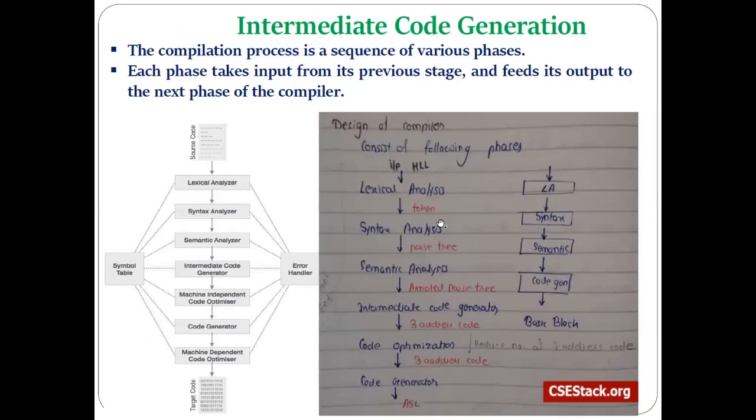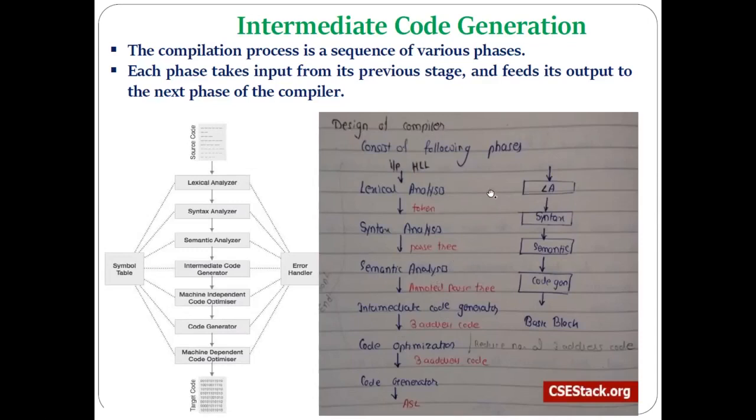wherein the compilation process is a sequence of different phases, where each phase takes the input from the previous stage, generates some output, and gives that output as input to the next phase of the compiler. Accordingly each phase plays its part until the final target code gets generated. That is the whole process in the compilation.